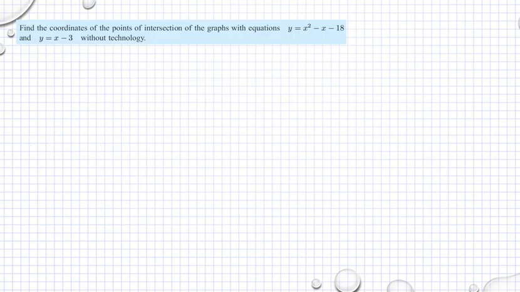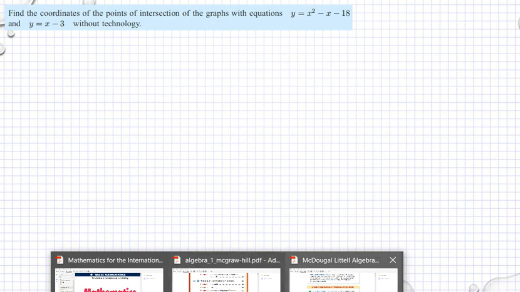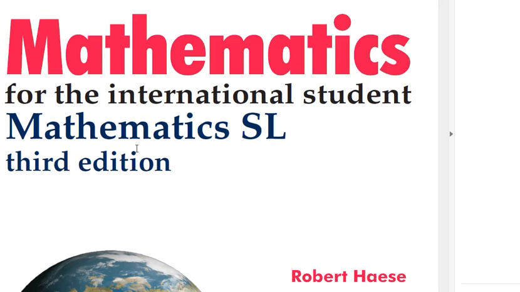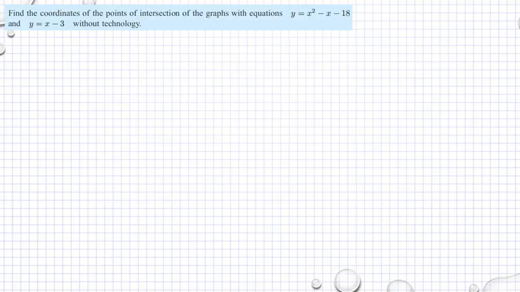Here is an example. By the way, I am going to tell you again that all of my examples in this series of videos come from this book, Mathematics for the International Students, by Robert H. et al. Find the coordinates of the points of intersection of the graphs with equations y equals x squared minus x minus 18 and y equals x minus 3 without technology. That means we're not going to use a calculator. Let's see if we can do that.